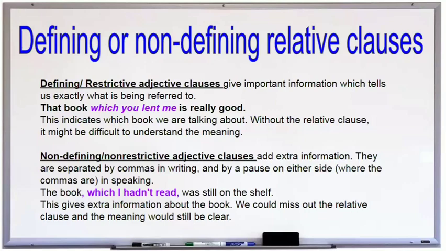So, in other words, a non-restrictive adjective clause adds extra non-essential information about the noun it modifies. So the reader or the listener doesn't need this information to identify the noun being referred to.